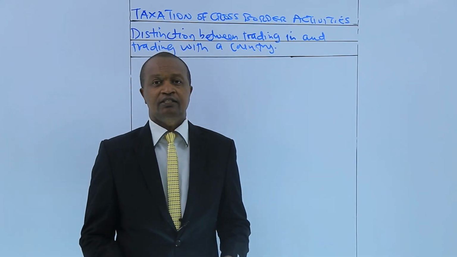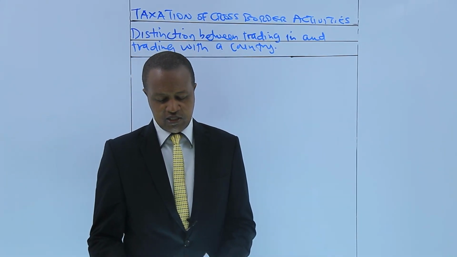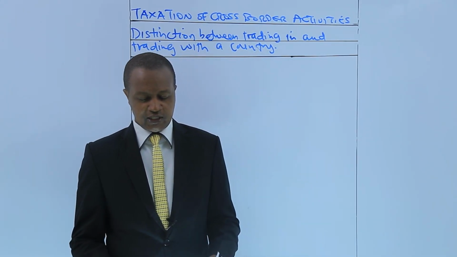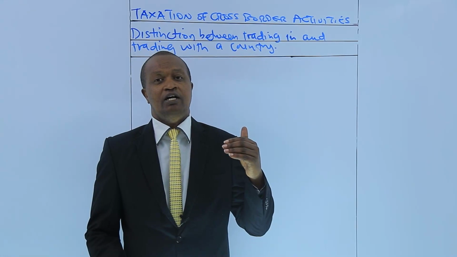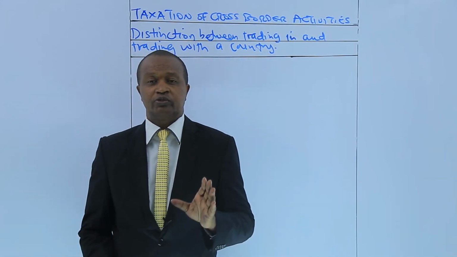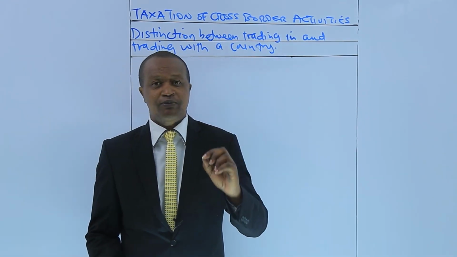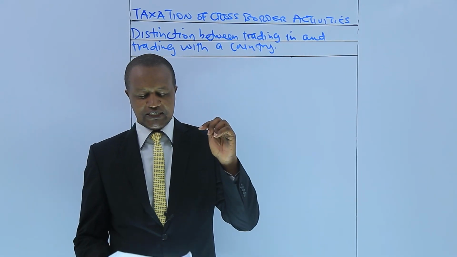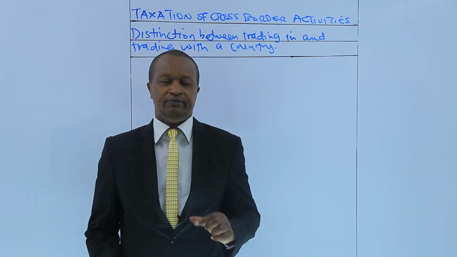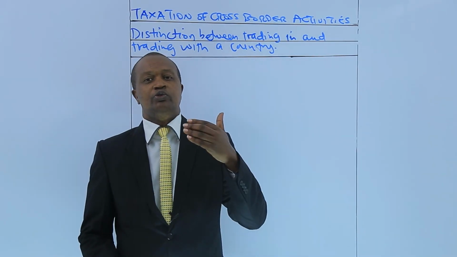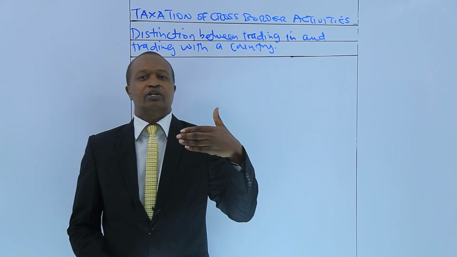These are 10 subtopics under the topic taxation of cross-border activities. We shall be studying each subtopic at a time, and at the end of every lesson I'll give you revision questions. In today's session, our attention will be on the first subtopic, known as distinction between trading in and trading with a country. By the end of this lesson, you should be able to distinguish between trading in and trading with a country.